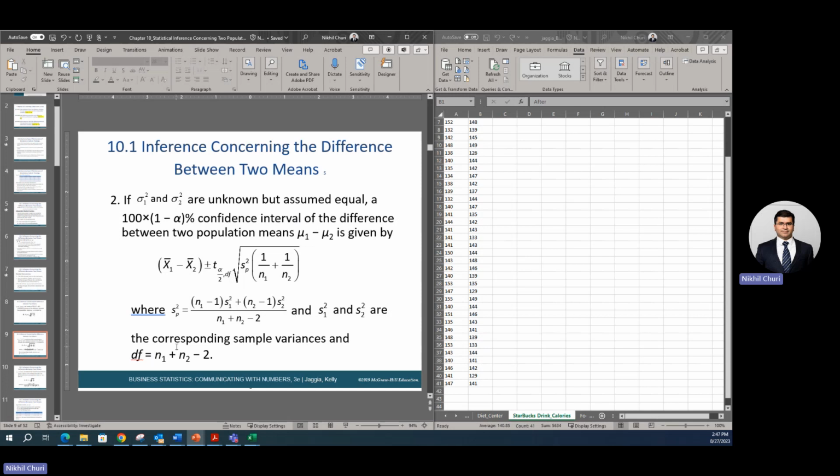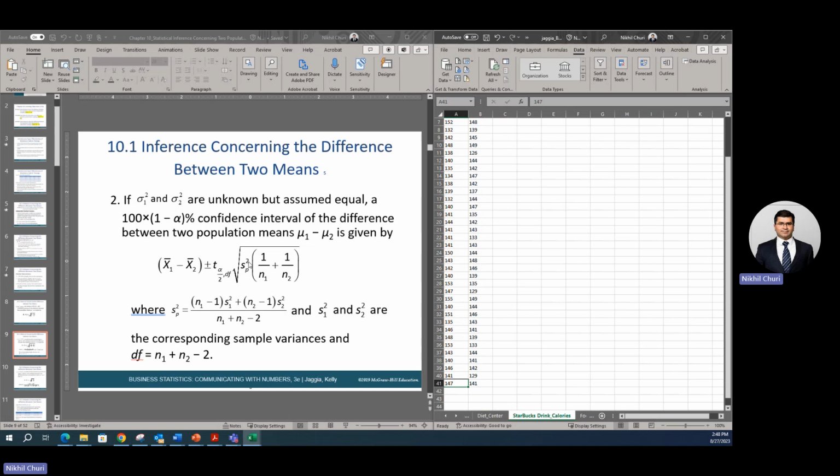The formula for degrees of freedom is n1 plus n2 minus 2. In this case, my n1 is 40 data points and n2 is also 40 data points. So 40 plus 40 minus 2 gives me 78. So my degrees of freedom is 78. Once I know the degrees of freedom and my alpha, say 5%, 10%, 0.5% or 0.1%, and so on, I will refer to the standard t table and get this value.